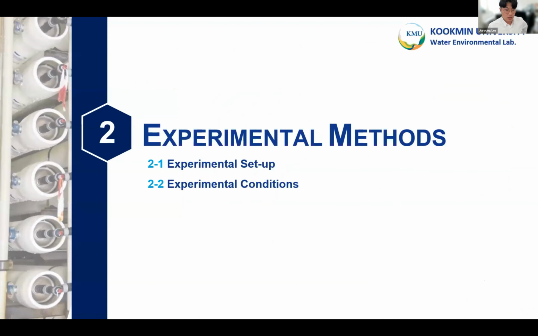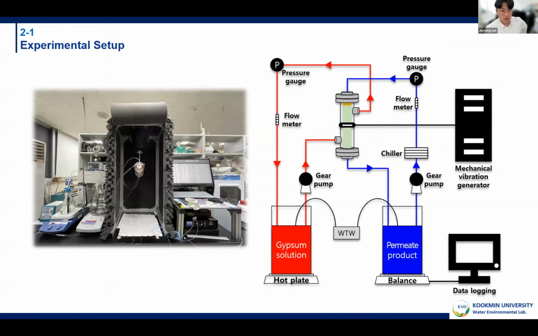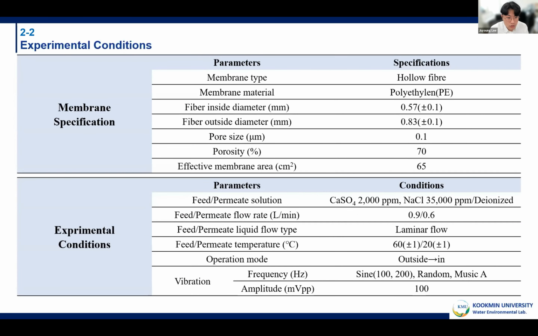And here comes the experiment setup and conditions. You can see our experimental setup on this slide. This is a typical DCMD system consisting of a hollow fiber membrane with a vibration generator. The whole hollow fiber module was vibrated to mitigate the scaling during the operation. We used Equinity commercial hydrophobic hollow fiber membrane made of polyethylene with 65 square centimeters of effective membrane area.